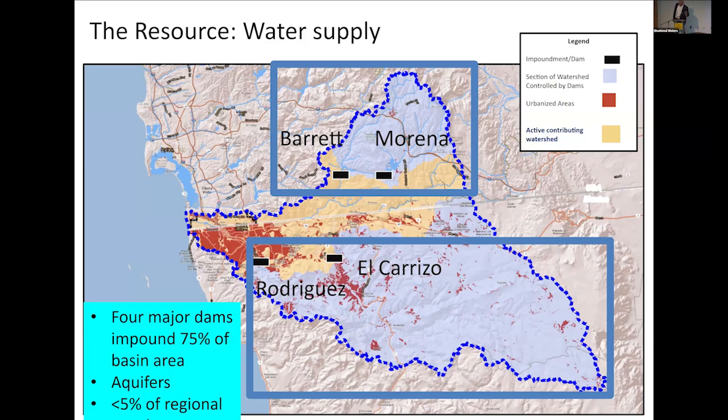It's only about 5% of Tijuana's water supply. So it's a relatively small amount of water, but we also need to protect the water that's coming from that basin.